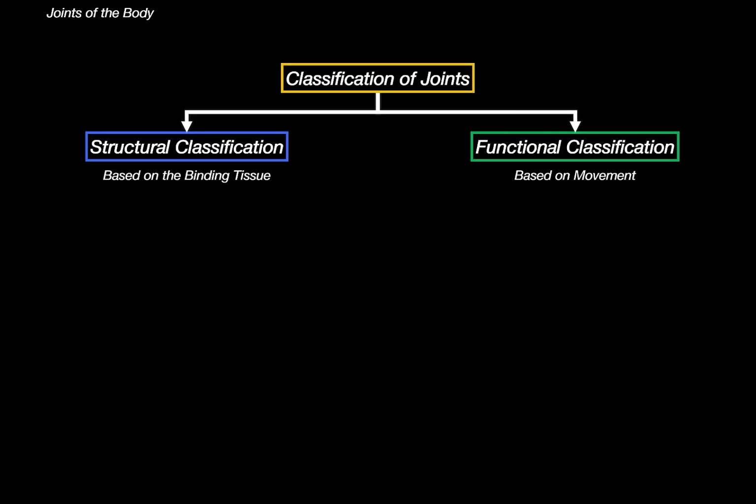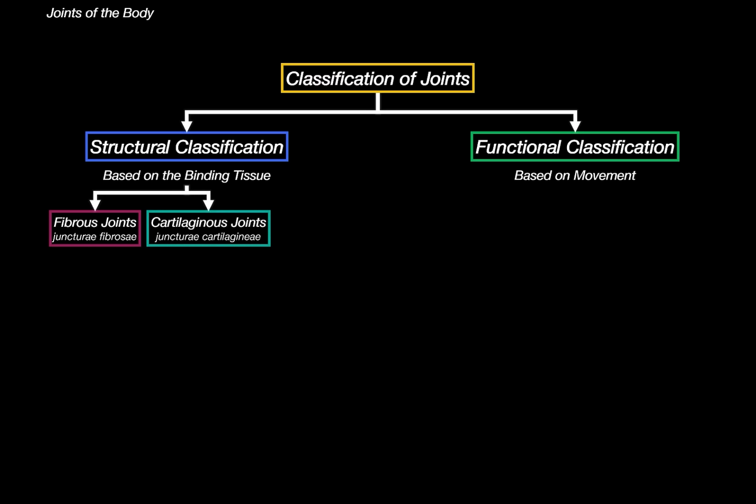Now, structural classification names and divides joints according to the type of binding tissue that connects the bones to each other. Sources may differ a little bit on details on the classification system, but what the majority of sources agree upon is that there are three structural classifications of joints. There are fibrous joints, consisting of dense, regular connective tissue rich in collagen fibers. Cartilaginous joints, joined by cartilage, primarily hyaline cartilage. And synovial joints, which are not directly joined as they have a synovial cavity within an articular capsule.